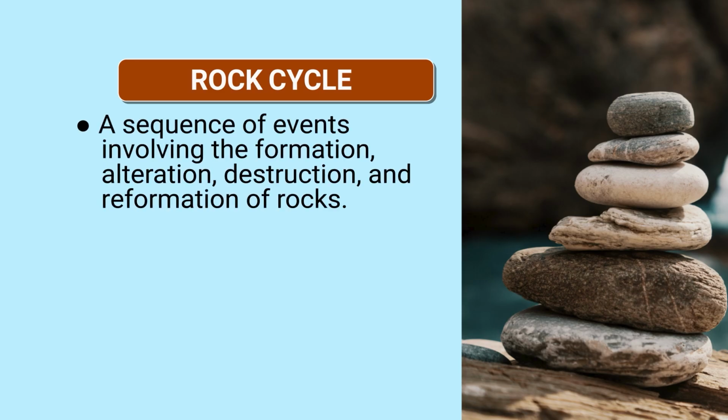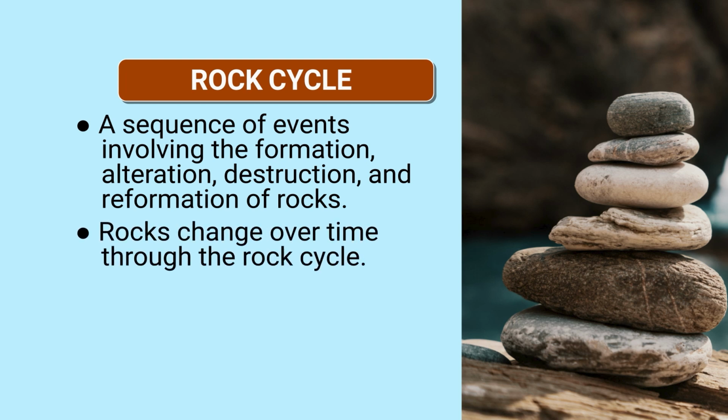Now let us come to the rock cycle. What we have discussed, the rock cycle, is important. You must have seen that one type of rock changes to another type of rock. A sedimentary rock can become metamorphic, can become sedimentary, igneous can become sedimentary. So this is a cycle. That is why it is called a rock cycle. That is nothing but a sequence of events involving the formation, alteration, destruction and reformation of the rocks.